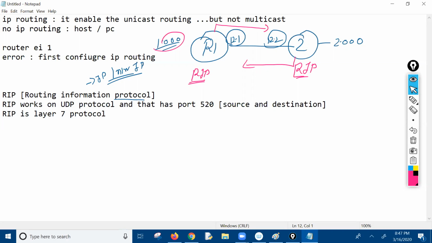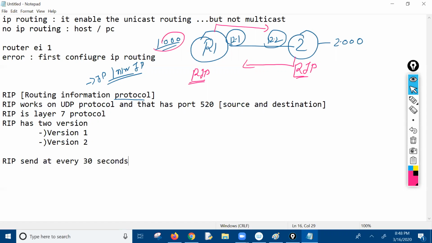Then we have another thing. RIP has two versions that we'll discuss, version 1 and version 2. Okay, now another thing, RIP sends an update every 30 seconds, and this update is known as a periodic update.